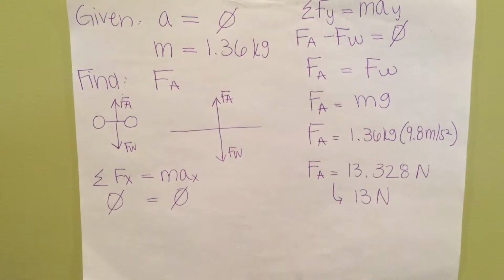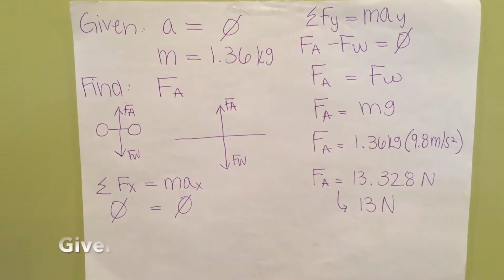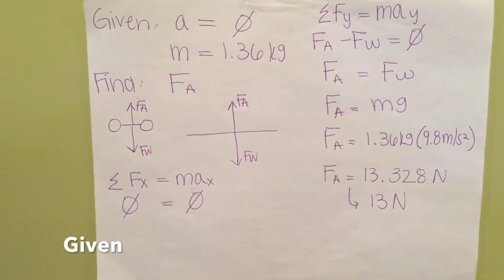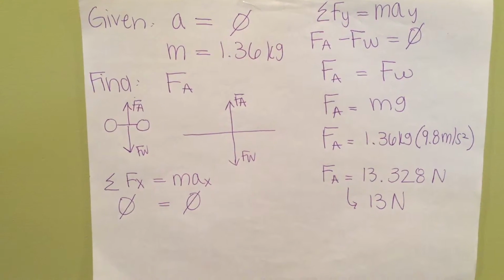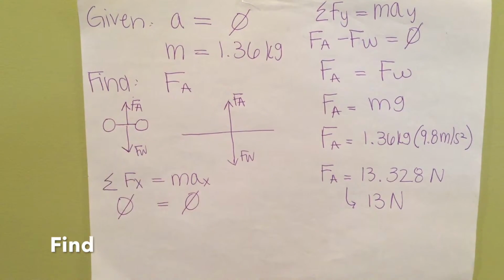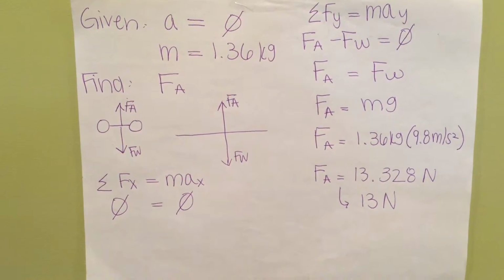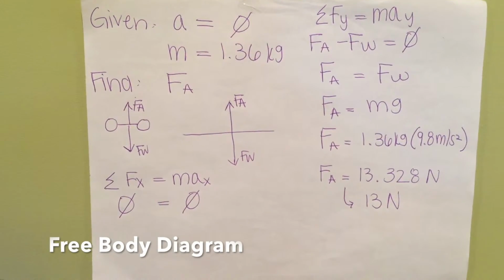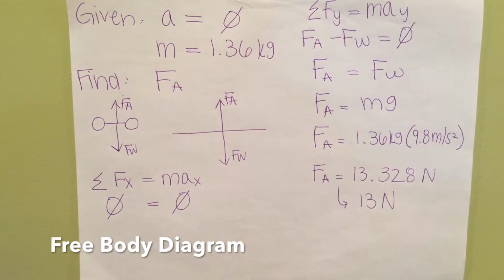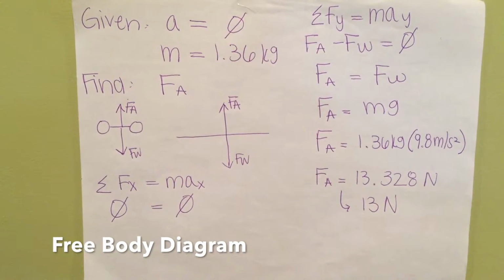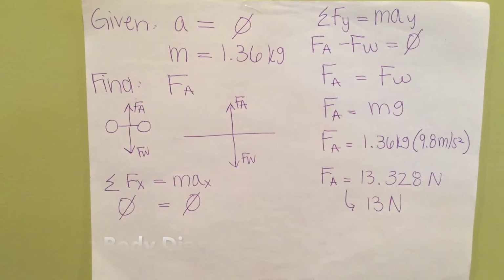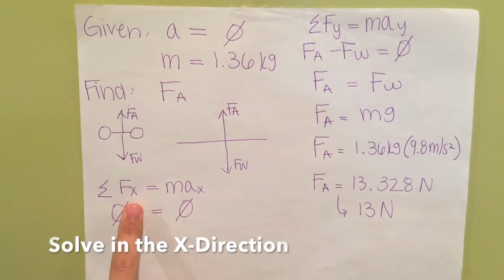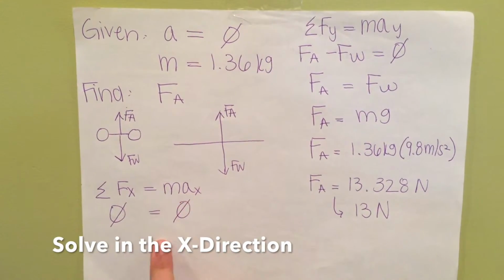To solve this problem, we have to have our givens, which is acceleration equal to 0 because our velocity is constant. Our mass is 1.36 kilograms. Our find is our applied force, and this is our free body diagram. The applied force is traveling in the positive y direction, and the weight force is traveling in the negative y direction. And you also notice that there's no normal force because we are lifting the weight in the air. There are no forces in the x direction, and the acceleration is 0.